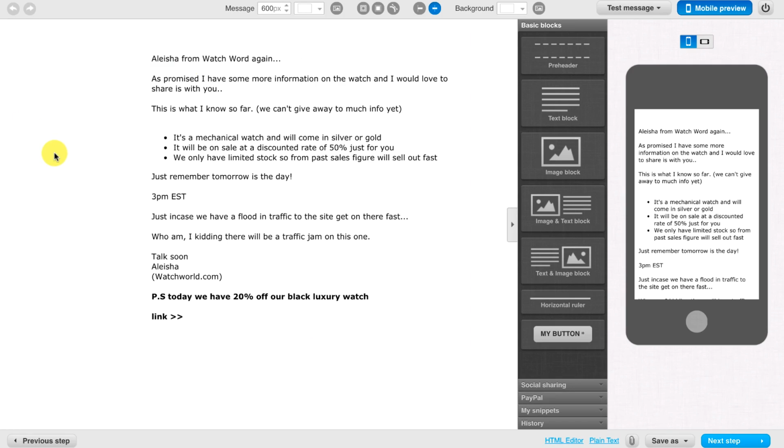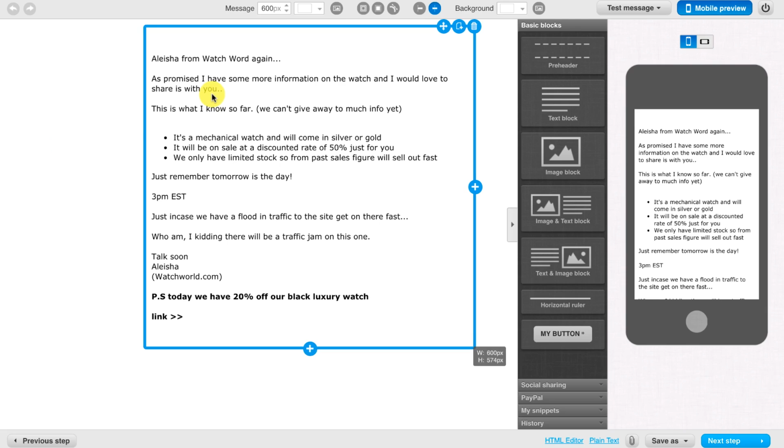Alicia from Watch World again has promised to have some more information on the watch, and I would love to share it with you. This is what I know so far. We can't give away too much info yet. It's a mechanical watch and it comes in silver and gold. It will be on sale at a discounted rate of 50% just for you. We only have limited stock, so from past sales figures, it will sell out fast.